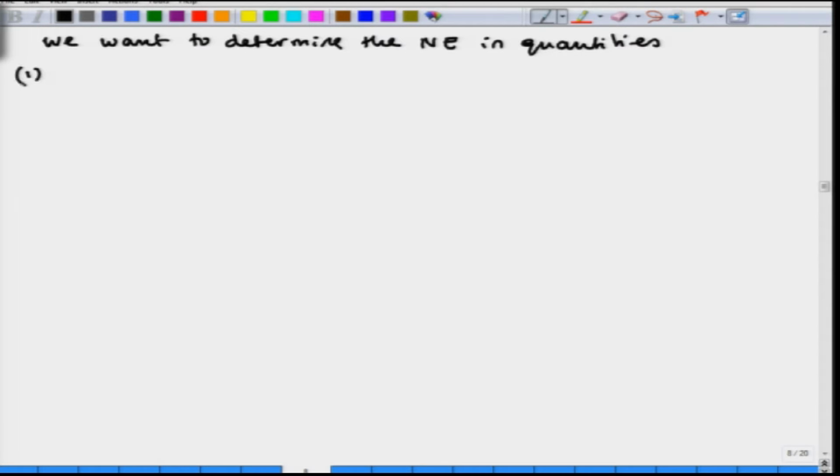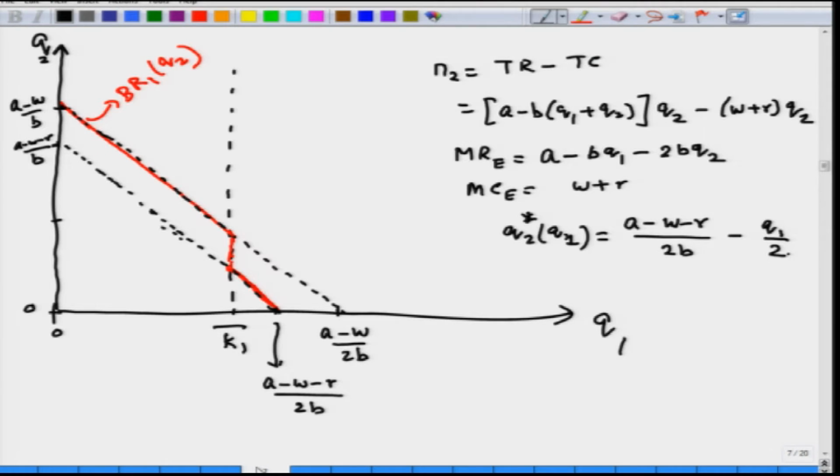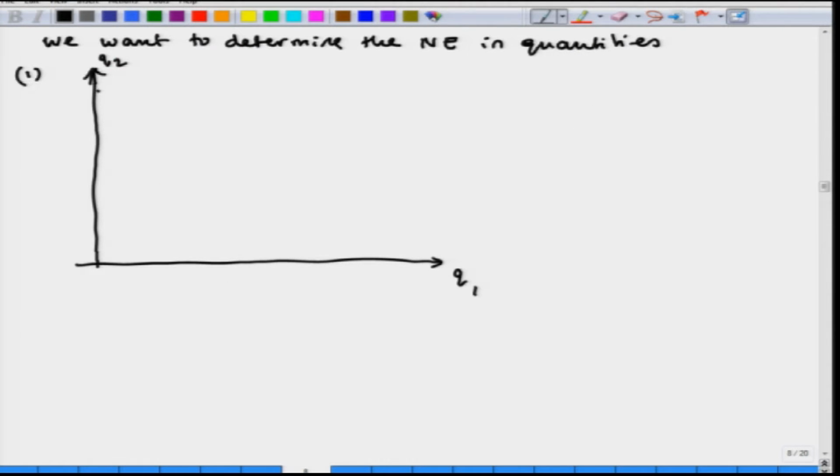The first possibility is the following. So, let us draw Q1 and Q2. So, we have Q1 and Q2, the incumbent's output and the entrant's output, and I am going to reproduce the best response function for firm 2. So, the best response function for the incumbent, right. So, this is the one where its marginal cost is essentially W. This is the one where its marginal cost is going to be W plus R, right.